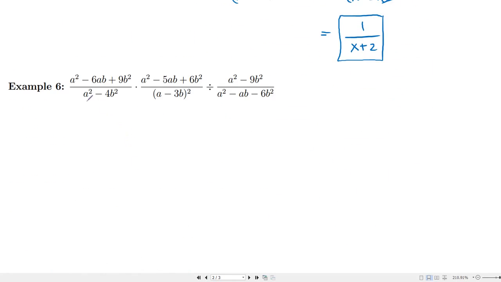Okay, continuing on. Now we have a product and then a division. So we're going to have to multiply by the reciprocal of this. So what do we have? You know what? Let's start to factor as we go along. So the numerator here, we want the product to be positive 9b squared. So how will we get that to get a minus here? So probably going to have a minus for that to work out. And 3b should work, right? So that product will be positive 9b squared, but then this will be minus 6ab.